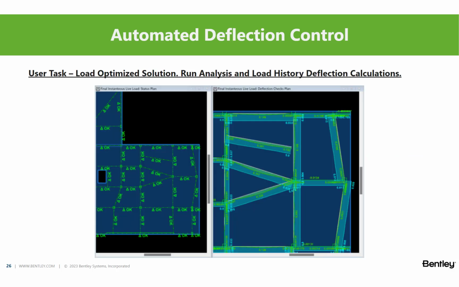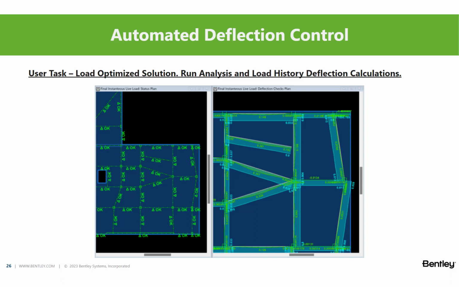After the optimization completes, you can load the optimal design in the model and review the deflection check results. The image on the left shows the deflection check status. In this case, all deflection checks have passed. They're shown in green. The image on the right plots the actual analyzed deflection, displayed with the green curve, against the deflection limit, which is displayed in blue.